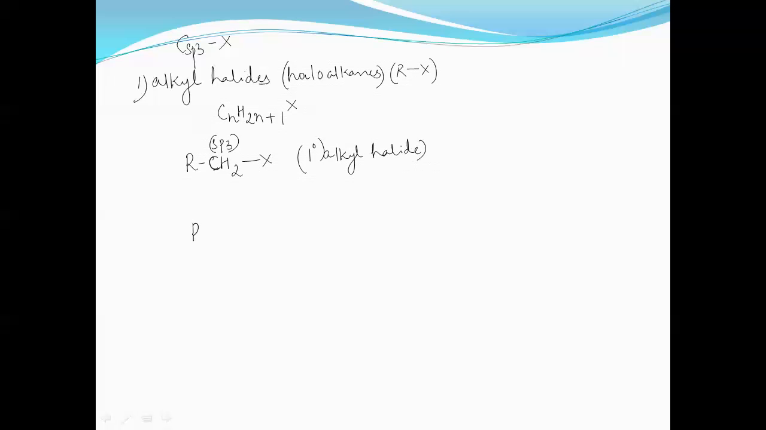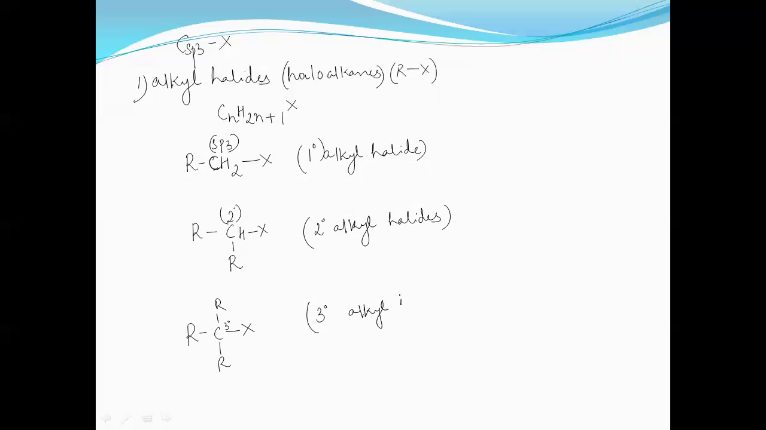And the second one, I'm taking the second example here. The halogen is attached to the carbon, which is secondary in this case, and it is sp3 hybridized. So a carbon which is attached to two other carbon atoms is a secondary carbon. So the name: secondary alkyl halides. And we have tertiary alkyl halides where the carbon is attached to three other carbon atoms. So this is tertiary in this case. So these are tertiary alkyl halides.